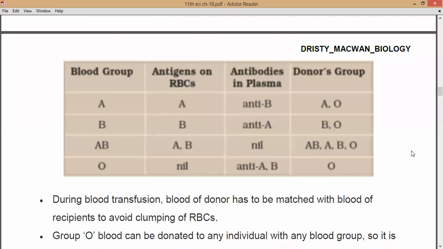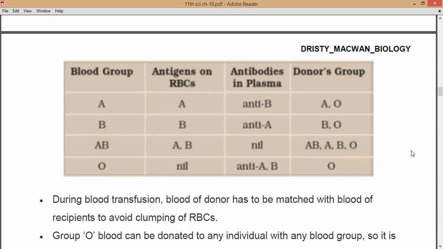Last is O blood group. That means there is no antigen on the RBC. The person who has O blood group does not have any antigen on the RBC, but possesses both the antibodies in the plasma. So there will be presence of antibodies, but not antigens.